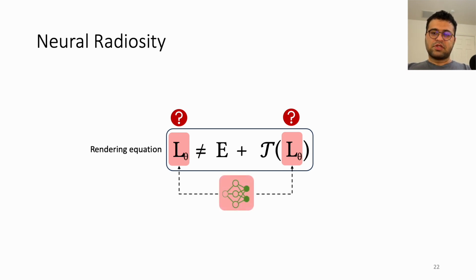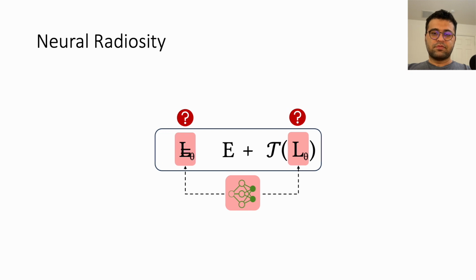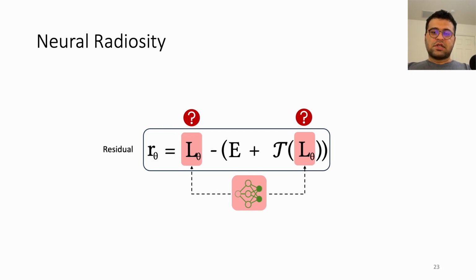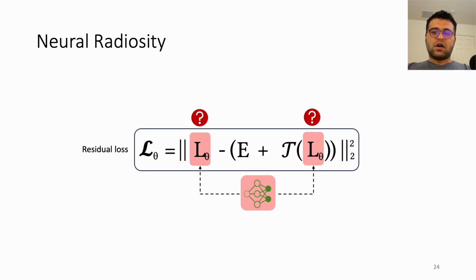Neuroradiosity suggests parameterizing this L with a neural network. Now, given a randomly initialized set of network parameters, the sides of this equation wouldn't be equal. Neuroradiosity takes the difference of the sides of this equation and calls it a residual. Ideally, this residual should be 0, but it is not because our parameters are wrong. Then we define the loss as the L2 norm of the residual. By minimizing the loss, we can find a set of parameters for the radiance cache such that it satisfies the rendering equation.